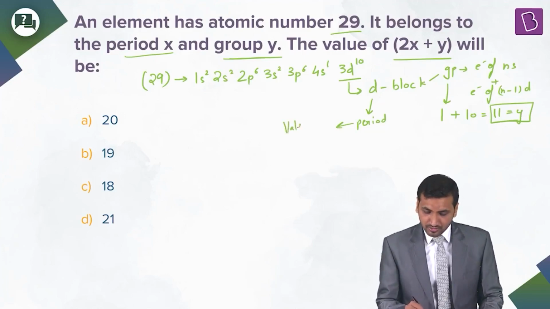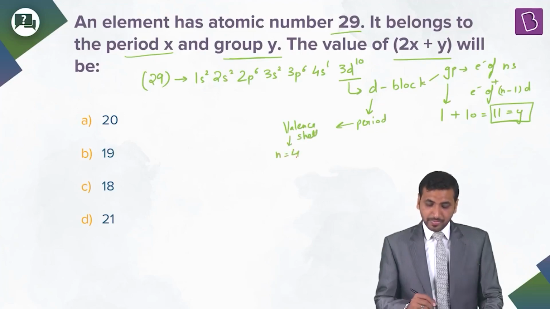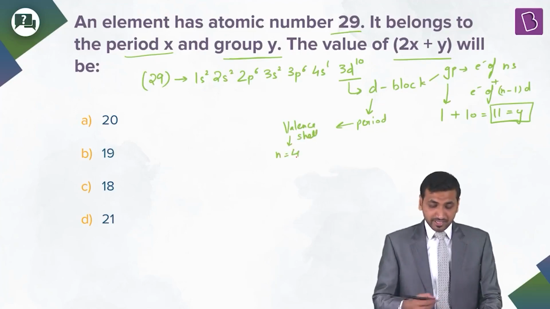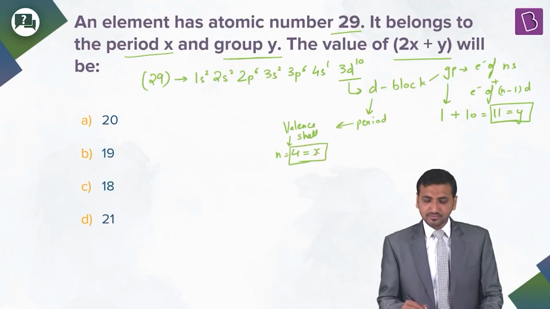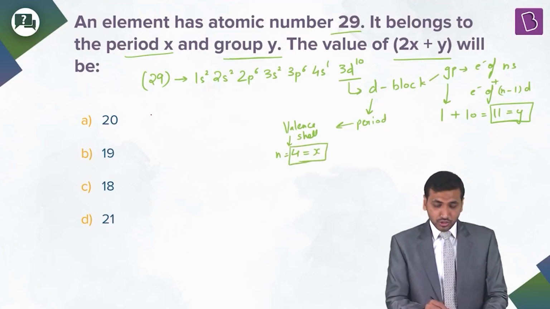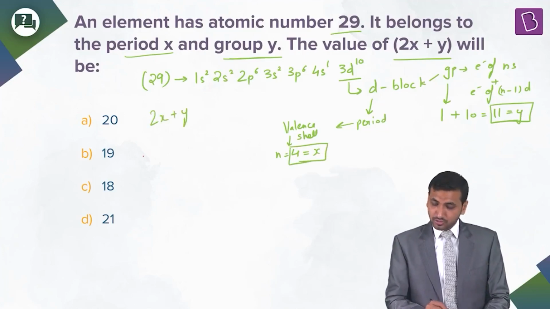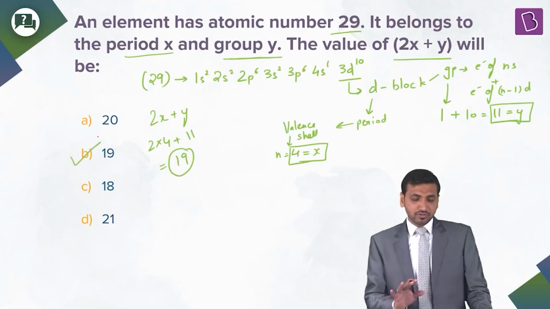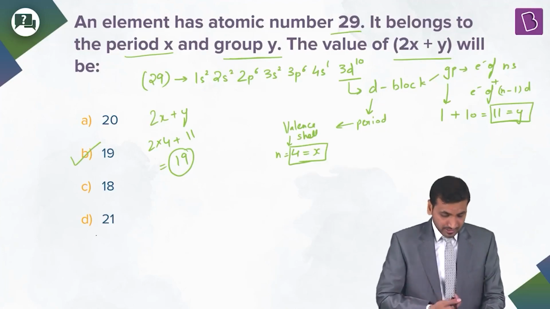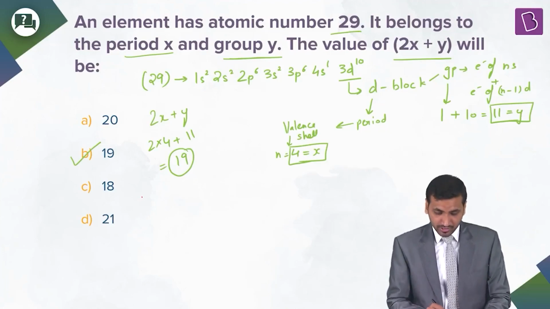So valence shell here is n is equal to 4. So your period is x. So your x becomes 4. You have to calculate the value of 2x plus y. What is 2x? 2 into 4 plus y is 11. 8 plus 11 is 19. This is the answer to this question. So option B, you can clearly see option B is the correct answer. But before we close this question, I'll just quickly revise for S block, right?